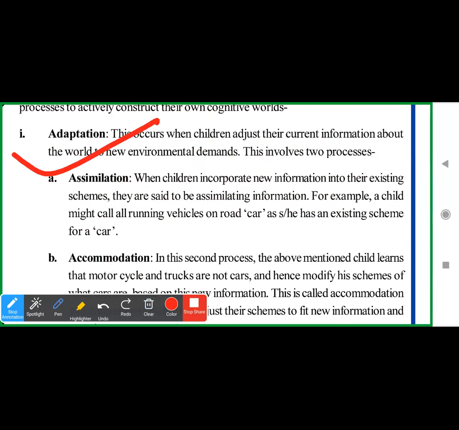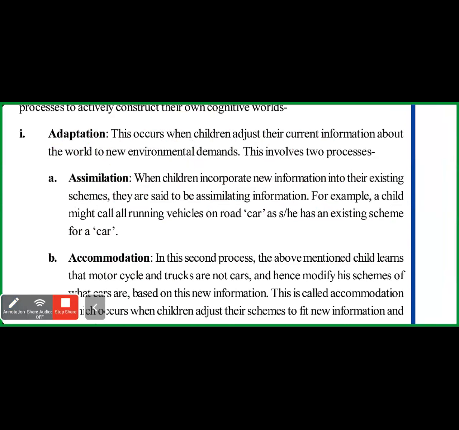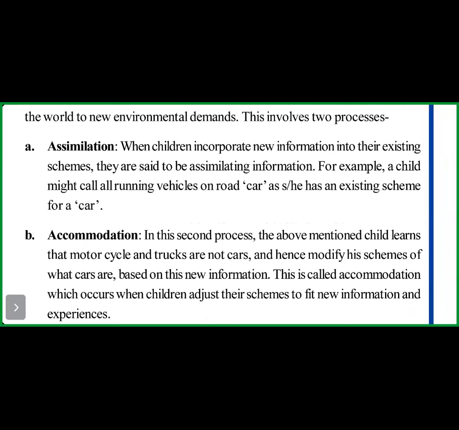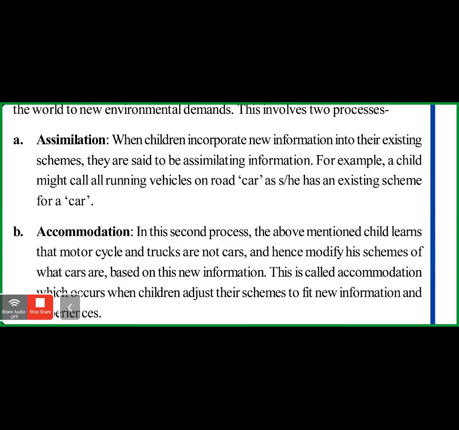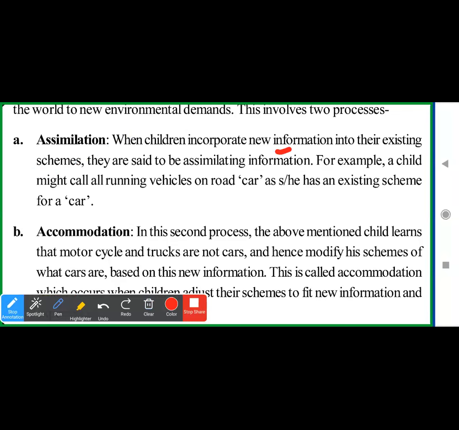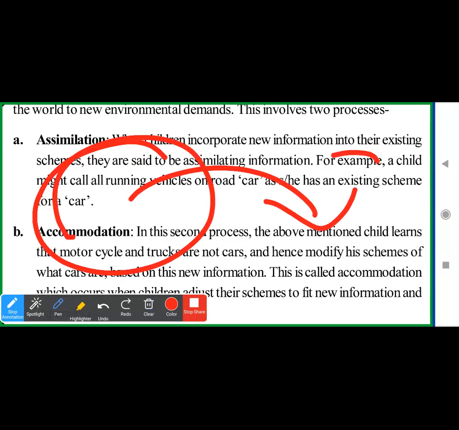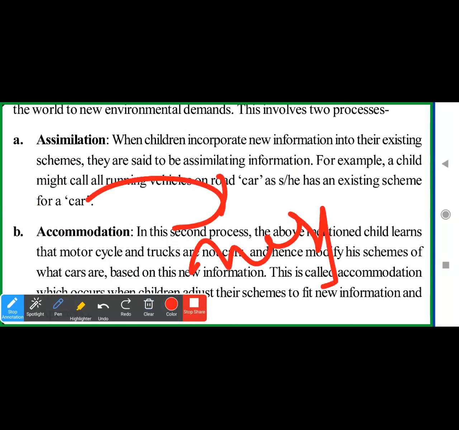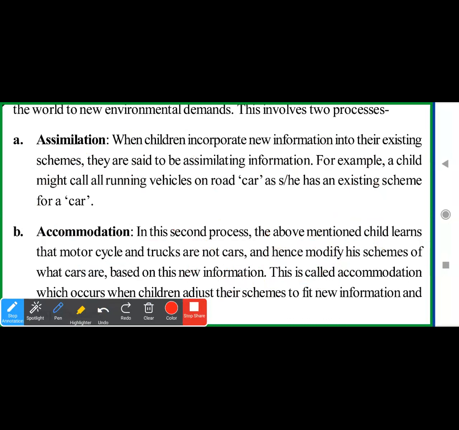And for adapting to this new information, there are assimilation and accommodation. Okay, let's start discussing them one by one. What is this assimilation? When children incorporate new information into the existing schemes or schemas, they are said to be assimilating information. Okay? Jab hum new information ko existing information ke saath rakhte hain ya merge karte hain, or we incorporate, what is it called? It is called incorporation and it is called assimilation.